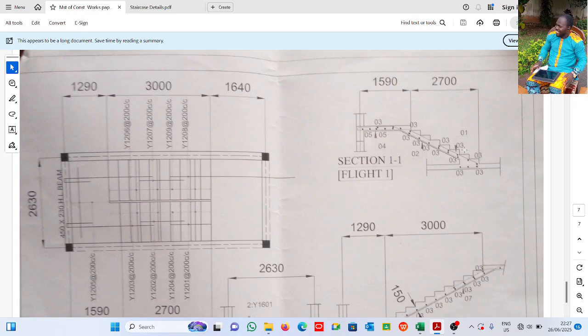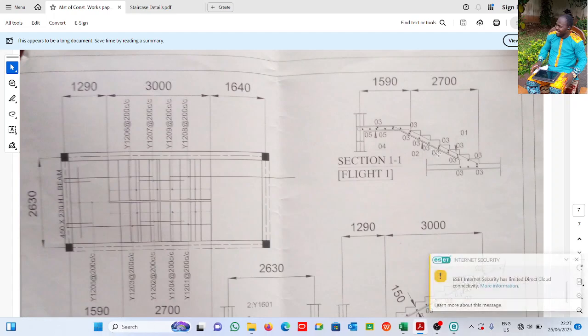So we have 9 threads. If we have 9 threads, we are going to have 10 risers. You can see what I mean by riser here: this vertical one, this one, this one, this one, this one, this one.